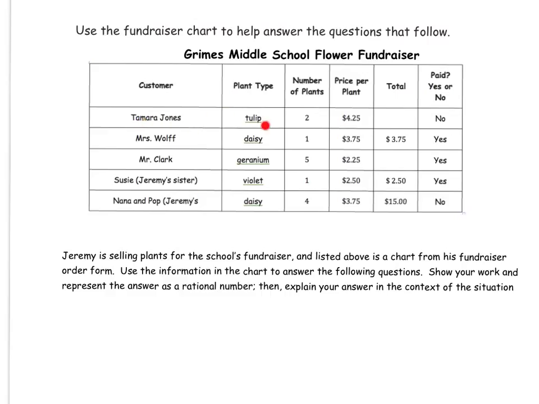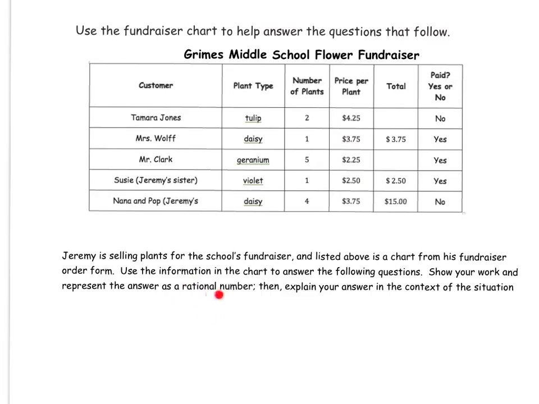So Tamara Jones brought tulips, 2 of them at $4.25. She didn't get a total, nor did she pay. I want you to pause and look at what each of the rows say. Hopefully you did that. Notice that it says show your work. So we're going to be answering some questions, showing your work, representing it as a rational number.